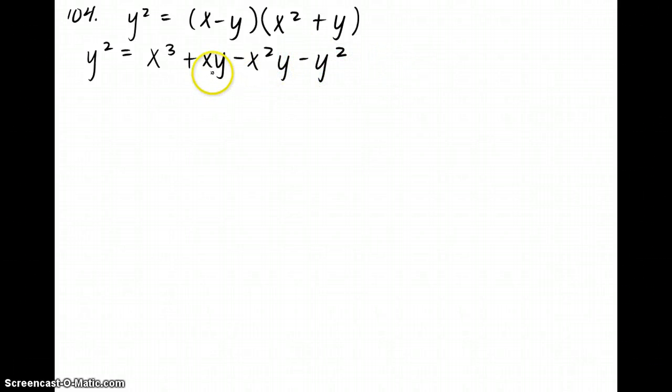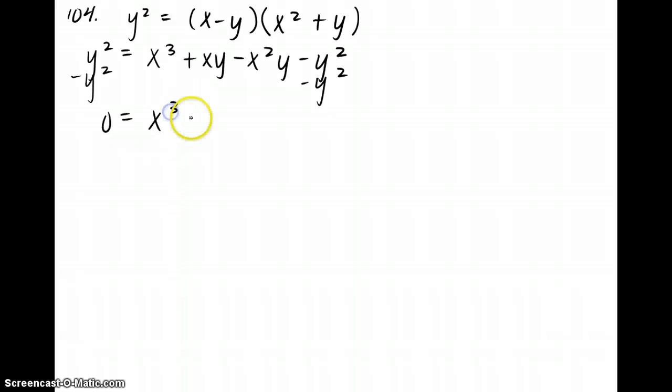Now I still need the product rule on xy and x squared times y, but at least now I have x cubed and this negative y squared term by itself. Alright, so if we continue, let me subtract this y squared. So now my function's set equal to 0. So minus 2y squared.